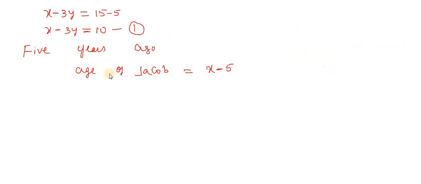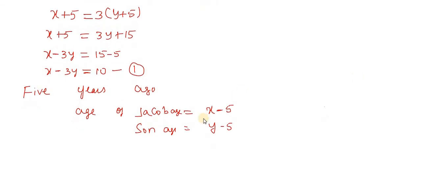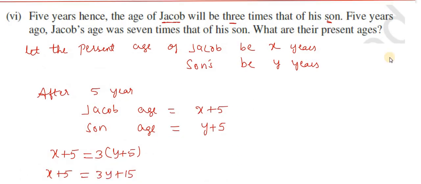Okay. Now, Jacob's age is x minus 5 and the son's age is y minus 5. Age of Jacob, x minus 5. Age of son, y minus 5. Okay, so now what is the condition?